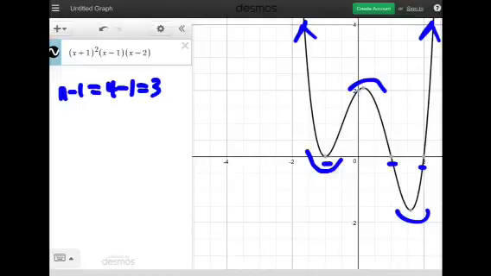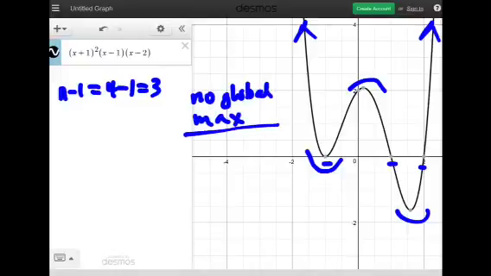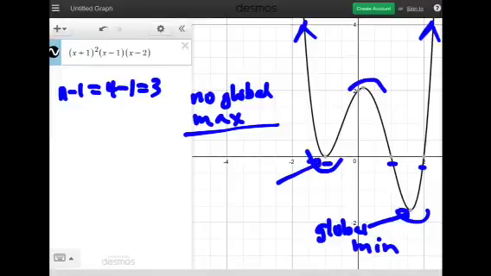Okay? And then we have a global max. No, actually we don't have, so this one has no global max, but it does have a global min right here. So this point right here is the global min, which could also be considered a local min, and then this is a local min right here, and this up here is the local max.